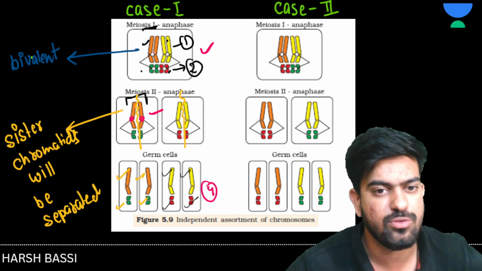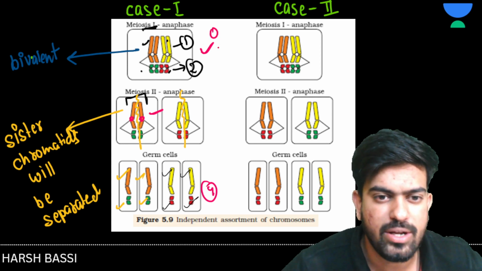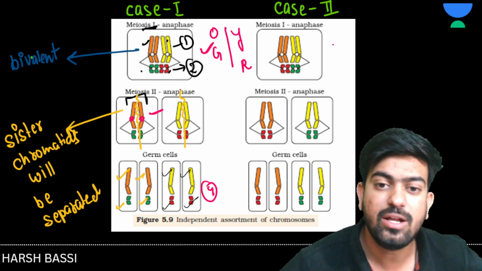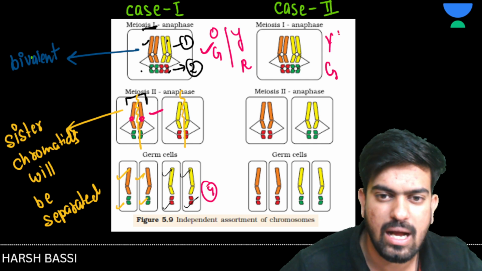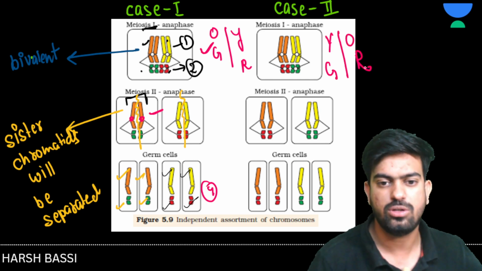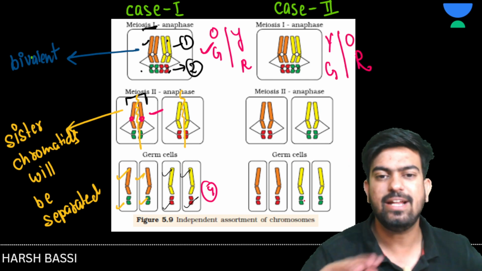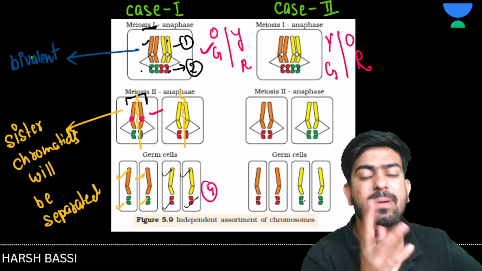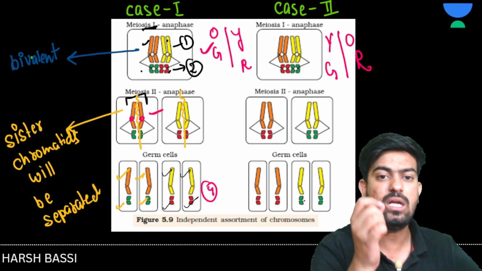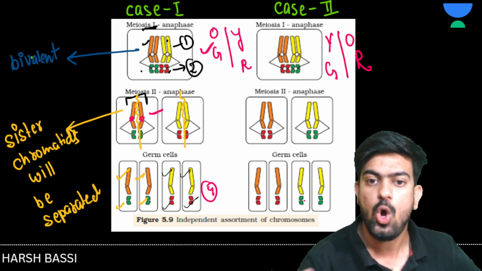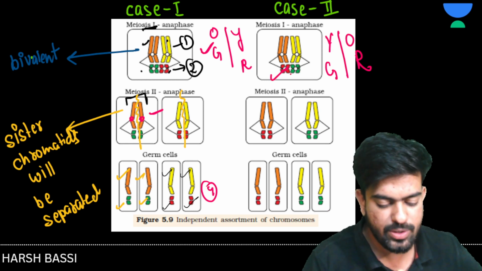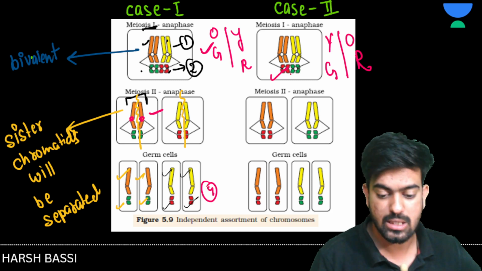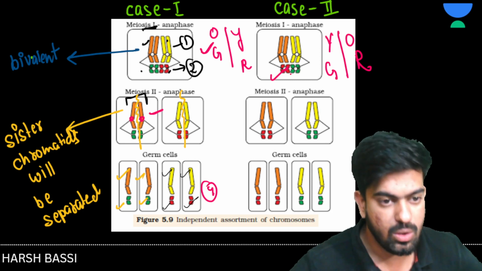Here the combination was what? Here the combination was the orange with green and yellow with red. Here the combination is what? Here the combination is yellow with green and orange with red. Yes or no? Yes. So can you see there is independent assortment. It's not like orange will go with green only. Orange can also go with red. Yes or no? Okay. Clear to everyone? Yes. Is it so? Okay, great.